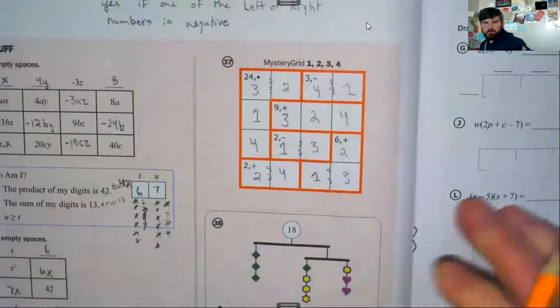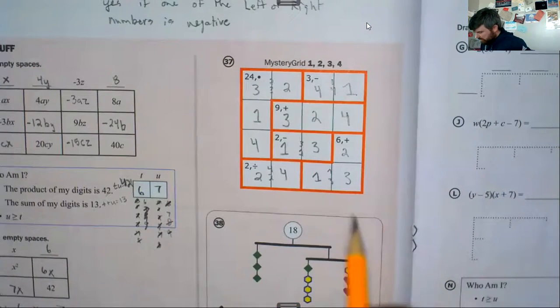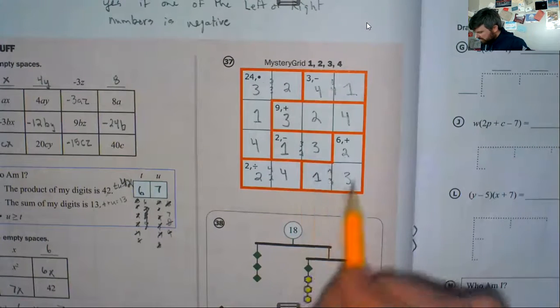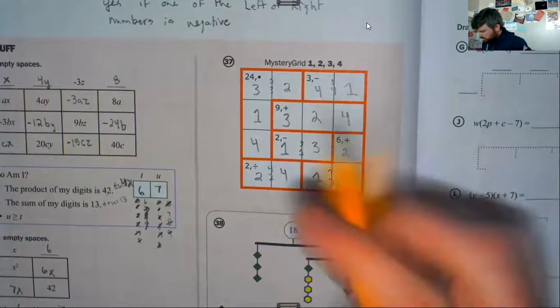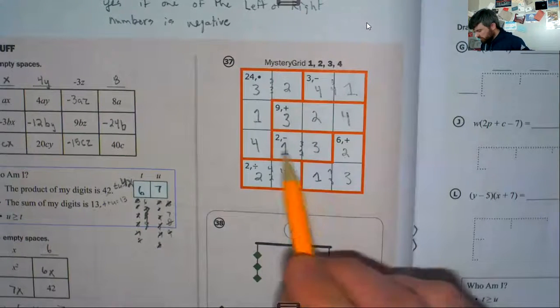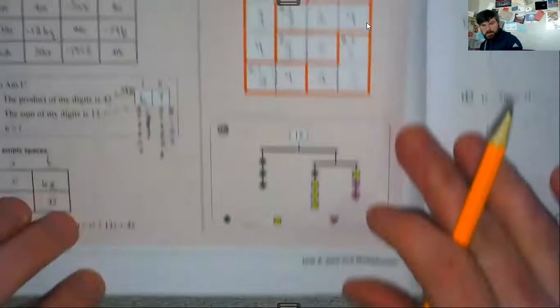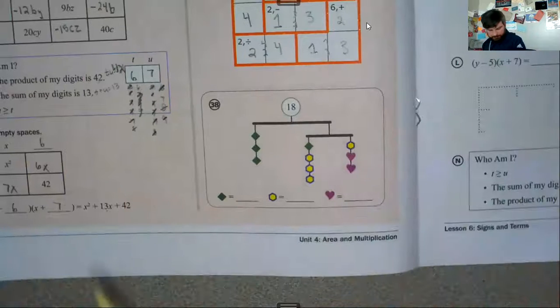Man, that one was rough. Okay, we had to use the fact that these 2 and these 2 needed a 1. So the only place for this one is right there. Okay, a little mobile here.